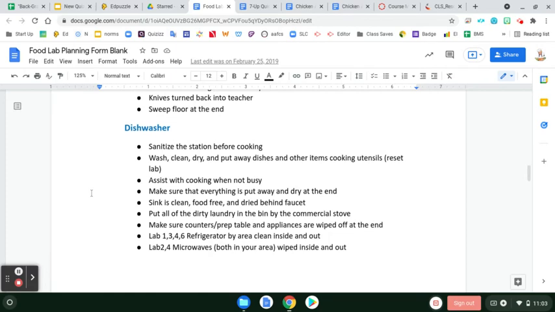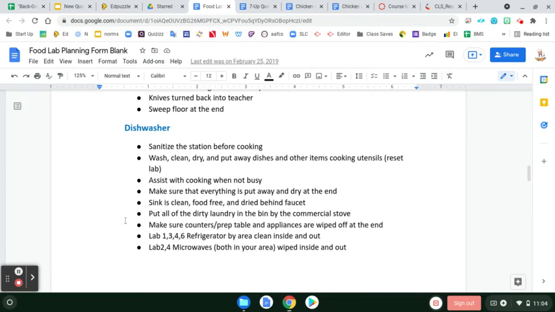The dishwasher makes sure that before any cooking happens, that everything is sanitized and wiped down. All of the dishes are clean, dry, and put away. They also might assist with cooking depending on how many tasks there are for that particular lab. They also make sure that the sink is free of food and that the sink is dried and wiped out and also behind the faucet before they leave.